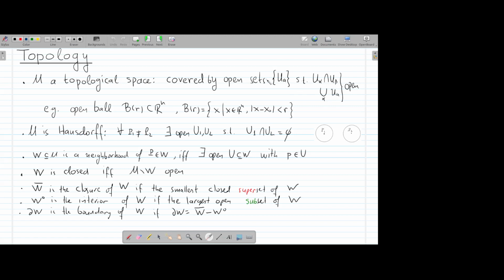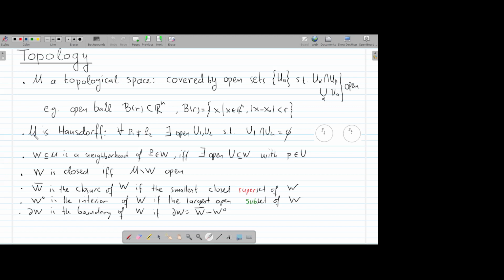An example that will give us the usual topology on Rn is the open ball. The open ball in Rn consists of all the points that are at distance strictly less than r from a given point x0. So the usual topology on Rn can be obtained by considering all possible balls in Rn, and the open sets are the union of any of those.